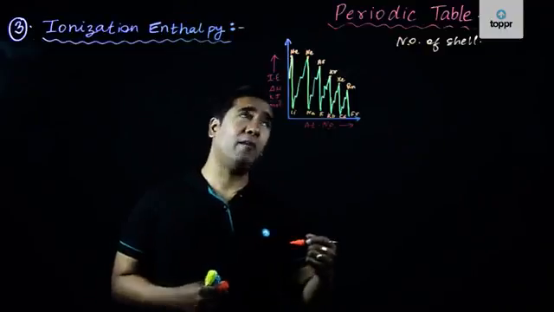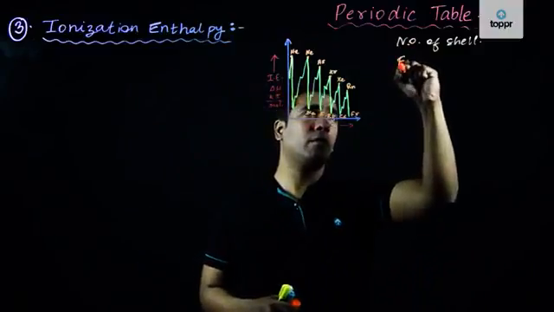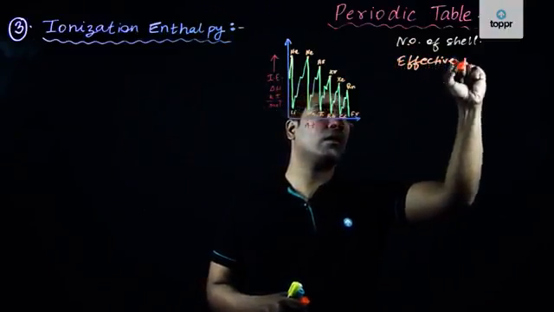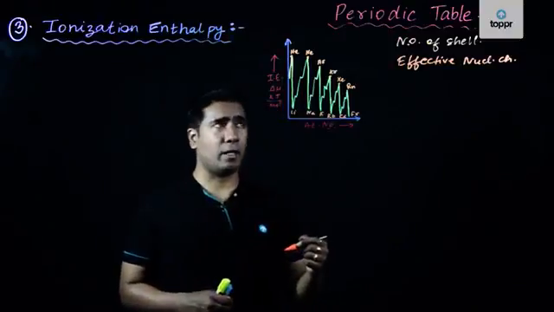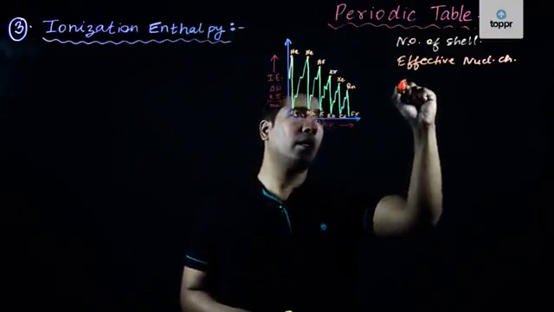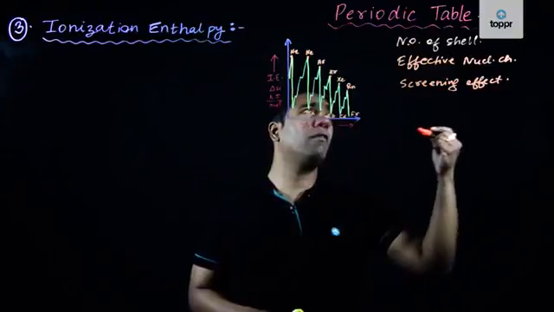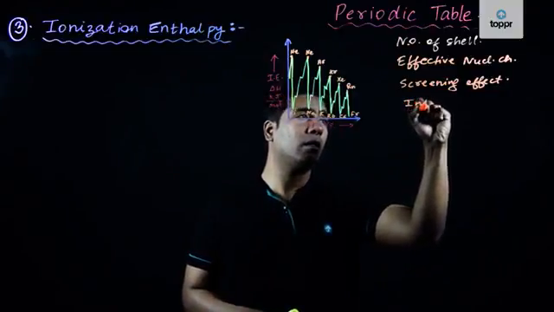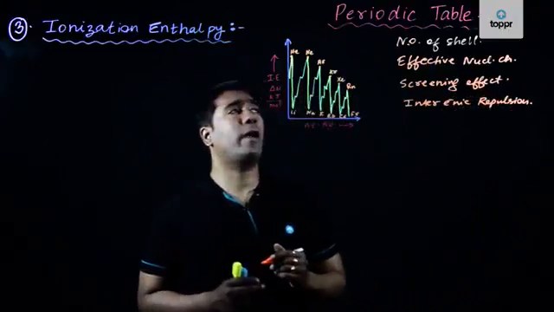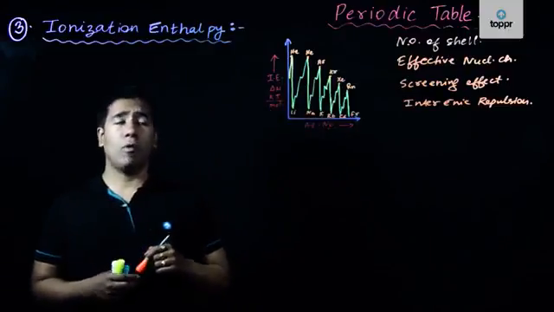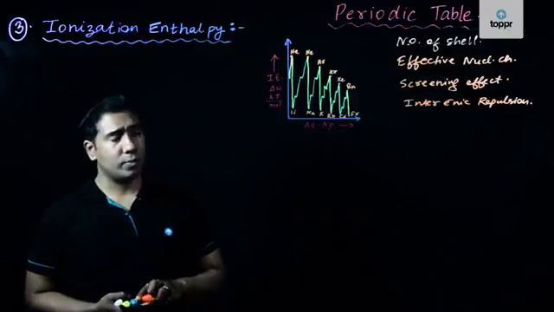Start. So the second factor, my dear friends, which will be affecting the ionization enthalpy will be the effective nuclear charge, as we have already seen. The third factor will be the screening effect. And finally, we will have the inter-electronic repulsion. So I've written down all the factors. We'll have to check which factors affect each specific atom that we consider the ionization enthalpies of.